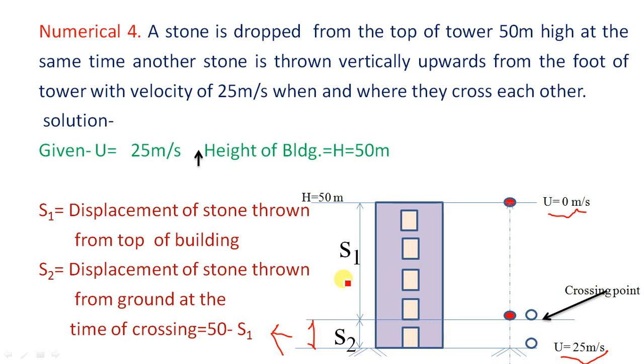This height is 50 minus s1 because the total height is 50. So 50 minus s1 will give you s2. S1 is known to us, s2 is known to us. Initial velocities of both the stones are known to us. The stone which is dropped from the top, its initial velocity is 0. The stone which is thrown from the ground, its initial velocity is 25 meter per second, and the height of the building, 50 meter, is given.